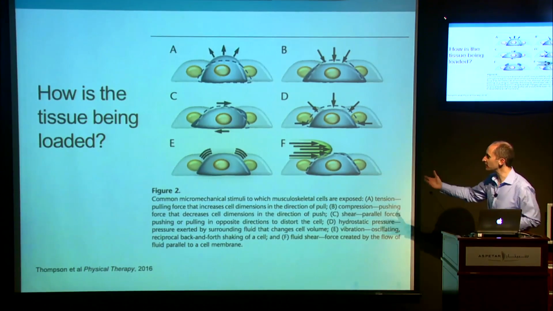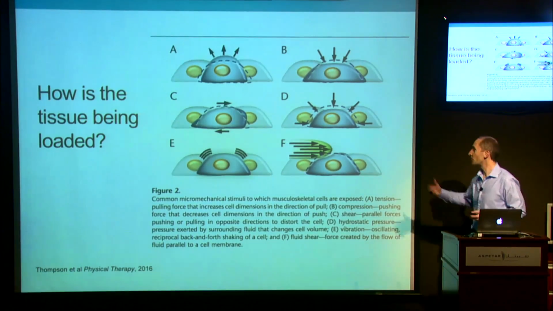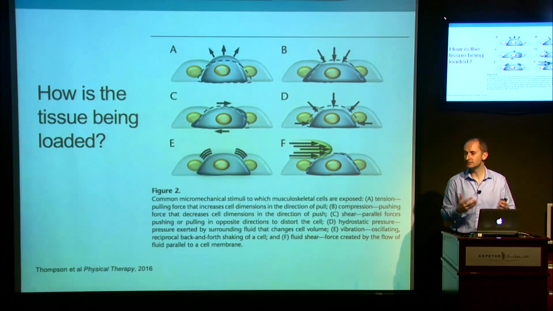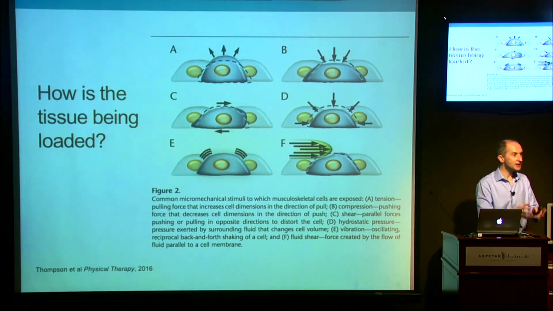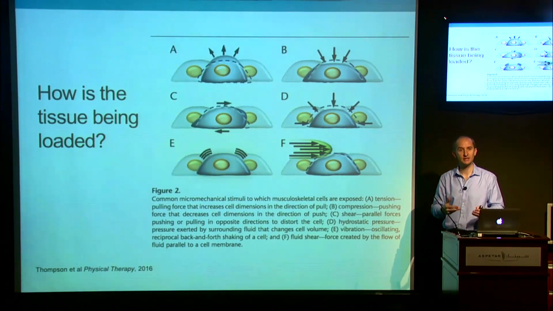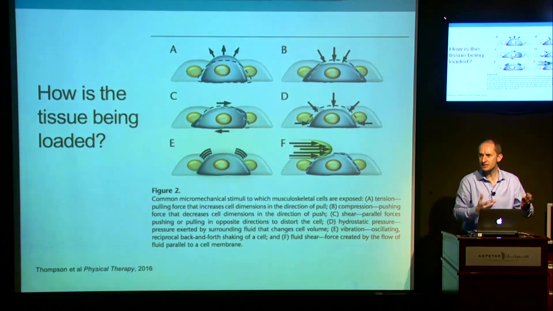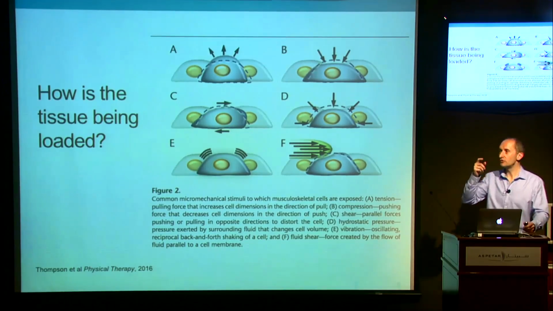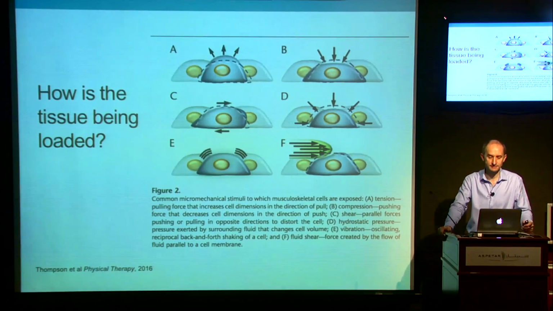And this is a lovely slide, again, from that same Thompson paper in Physical Therapy, where we look at, is it tension, compression, shear? Is it hydrostatic pressure, vibration? Is it fluid shear? Not all loading is equal. And the loading that we apply to the tissue should reflect the demands of function on those tissues. So is the tissue being loaded in an appropriate way? Compressive, tensile loading, shear loading. How will your prescription of loading reflect the type of loading that tissue experiences during normal functional activities?